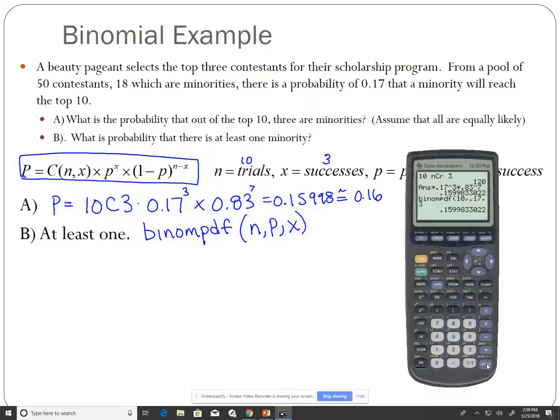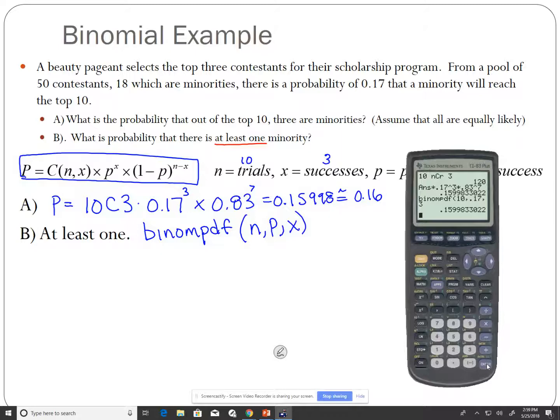Okay, so let's look at the second part of this problem. What is the probability that there is at least one minority in the top 10? Here we are, guys, and I talked about this in a previous example. At least one should red flag you or throw a flag. There is a hard way to do this, and there's an easy way to do this. Or should I say a time-intensive way and a non-time-intensive way to complete this.